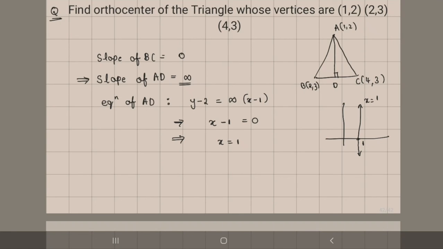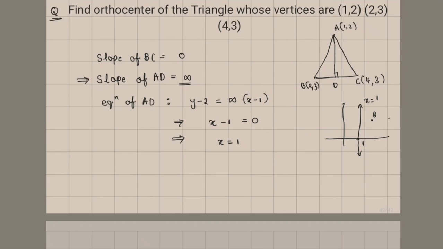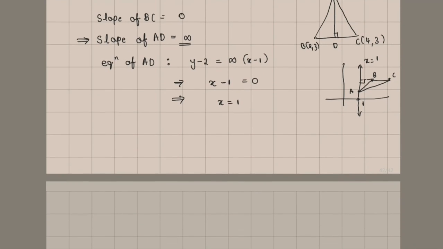As we know that BC is somewhere here, B and C, which is parallel to the x-axis, and A is (1, 2), which is somewhere here, A. So the triangle is A, B, C. The altitude will be this line, x equal to 1.